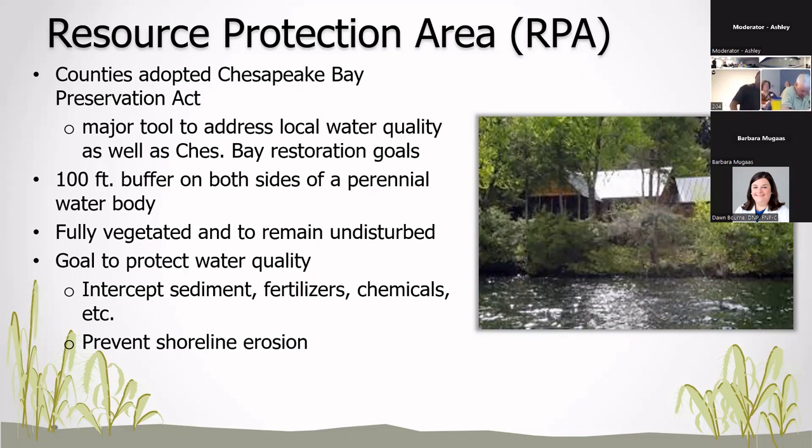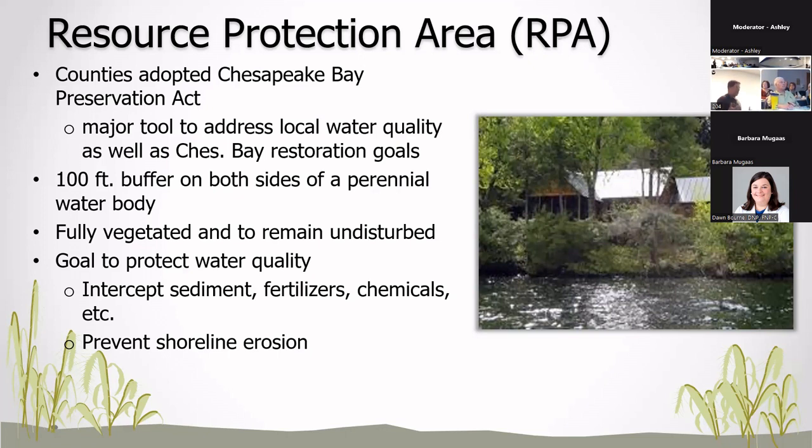So we are here in Northern Virginia. We have something called the Resource Protection Area, RPA. Fairfax, Prince William, Arlington, Loudoun adopted the Chesapeake Bay Preservation Act, and it's a major tool for counties to address local water quality. We also have big Chesapeake Bay restoration goals. So in the 1990s, the county adopted the RPA as a first step to help us get toward that goal.